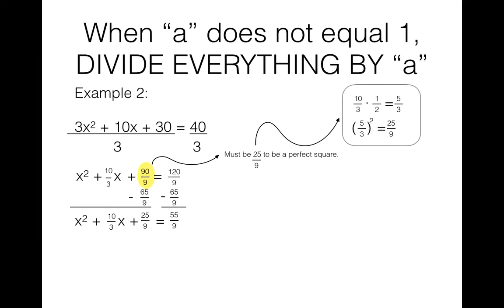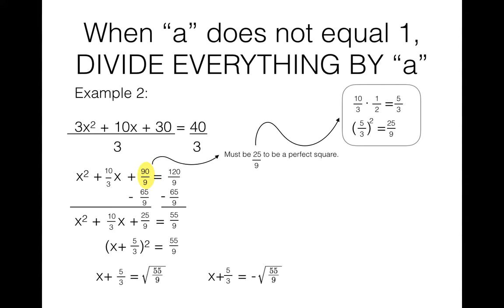We know that the expression on the left of the equation is a perfect square trinomial, so we want to write it as a squared binomial. There we go, x plus 5 thirds squared. Remember that 5 thirds came from taking half of 10 thirds, right? And that's equal to 55 ninths. And now we do the same thing we did before. We have to do the square root and the negative square root. So x plus 5 thirds has to be the square root of 55 ninths. And x plus 5 thirds could also be the negative square root of 55 ninths.